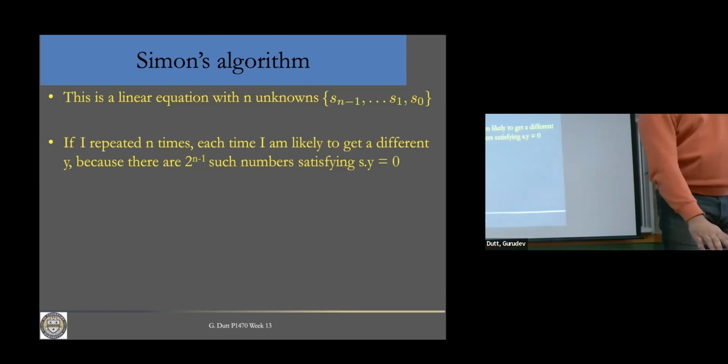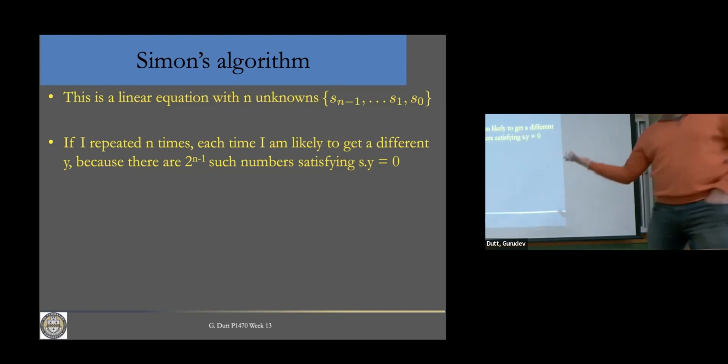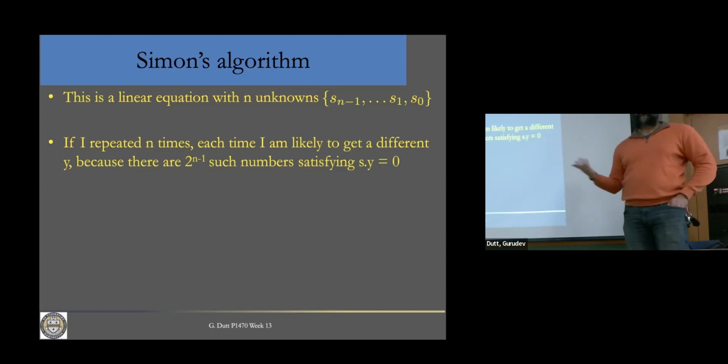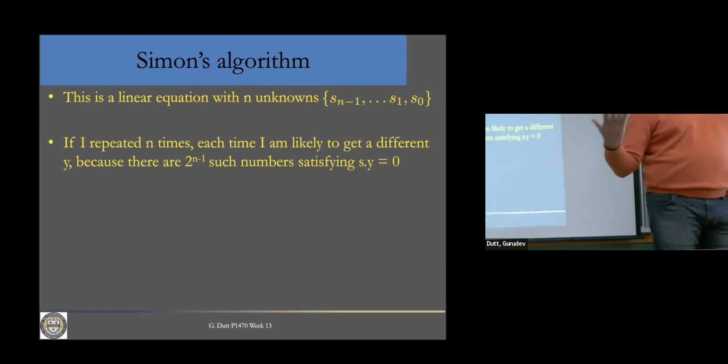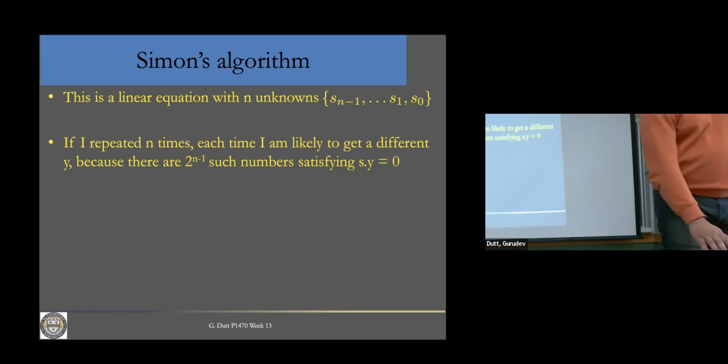So I've cut in half the space, because there's either s dot y equals 0 or s dot y equals 1. Those are the only two cases. Therefore, out of all the 2 to the n, half of them will satisfy s dot y equals 0, the other half will not satisfy that equation. Therefore, we are left with 2 to the power n minus 1 numbers such that s dot y equals 0.